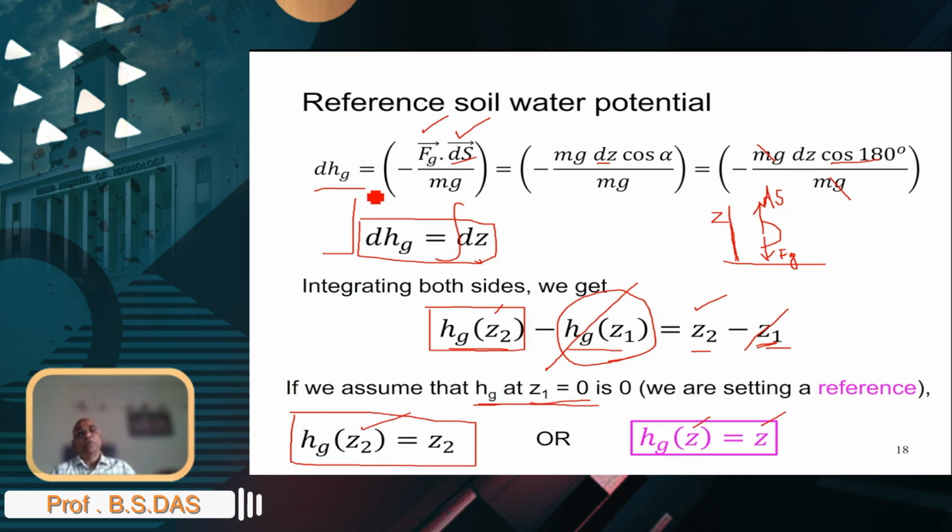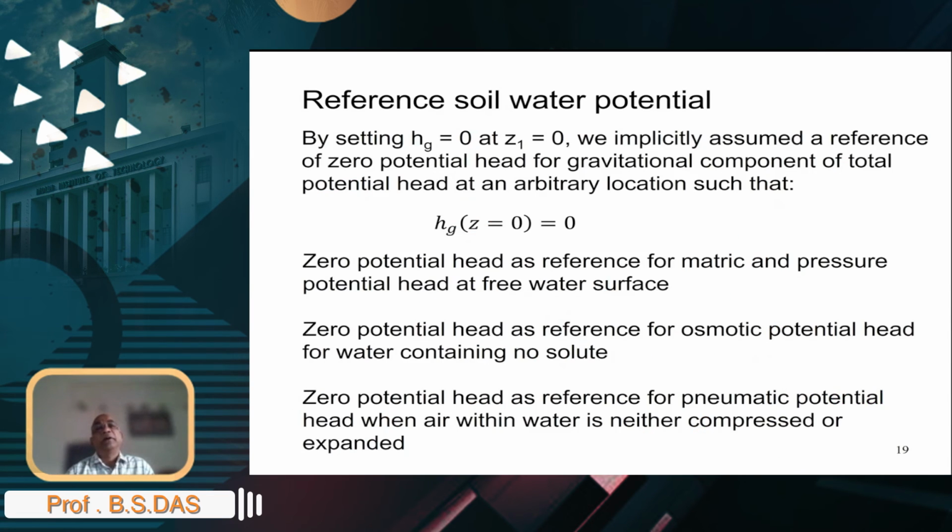So for the gravitational one, the reference is easy, because you just say that wherever I start my z equal to 0, there itself I'll say that my gravitational potential head is 0, and above it is positive, below it is negative. That's what the reference is doing. But similar to the reference potential for gravity, we also need to have reference potential for the other three components, specifically the matric or pressure potential head, and osmotic, and the pneumatic potential head.